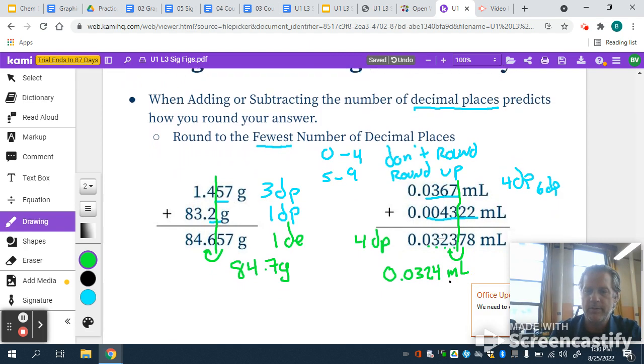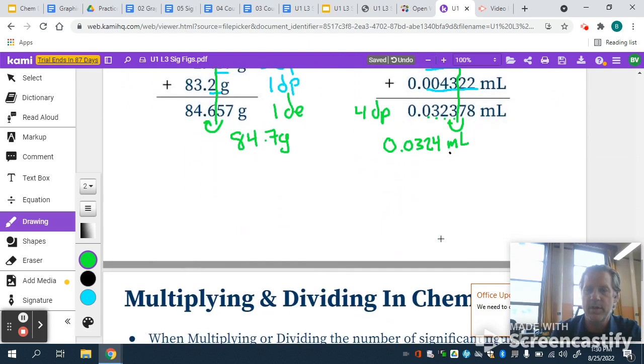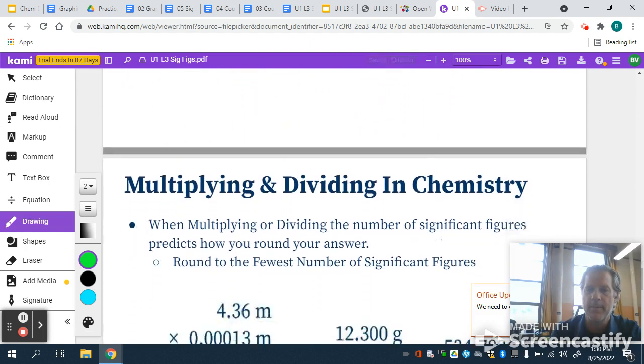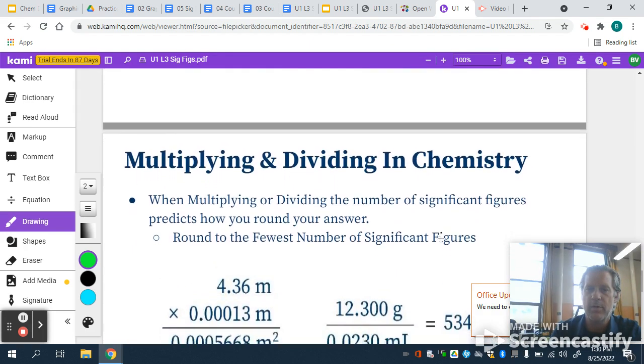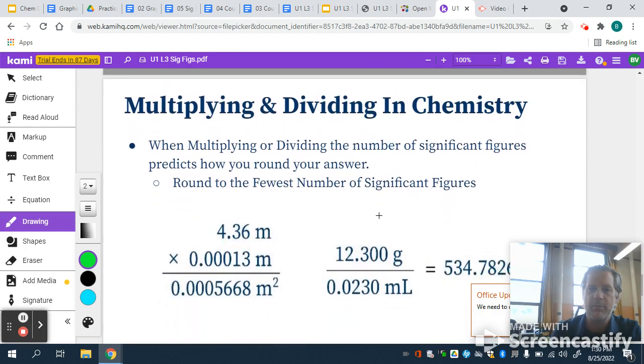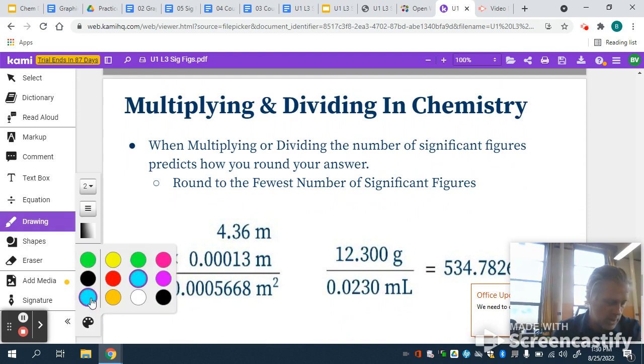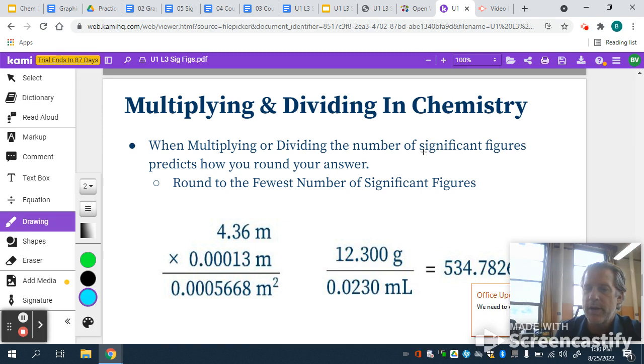Now, that's pretty simple to work with because it's just the number of decimal places. The other thing that we're going to work with here is when we multiply or divide. When we multiply or divide with significant figures, what dictates what you report in your answer is the number of significant figures that the values have in the problem. And we're really focusing on the fewest number of significant figures.